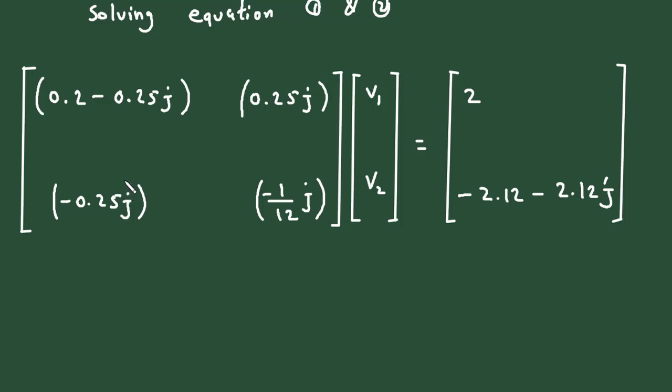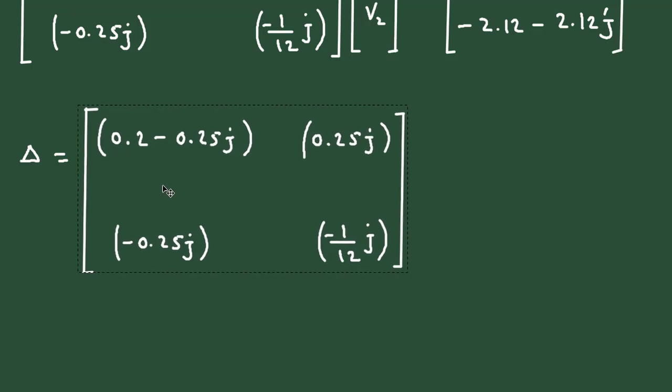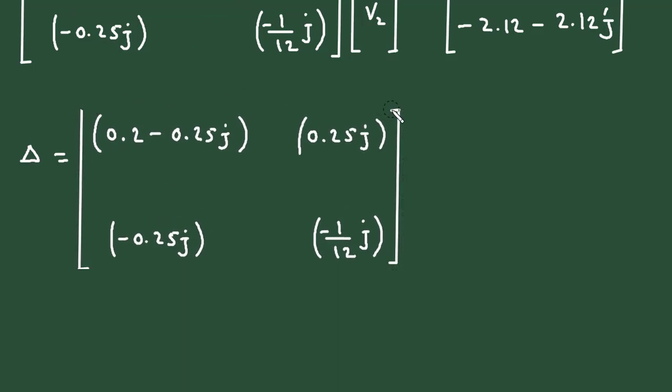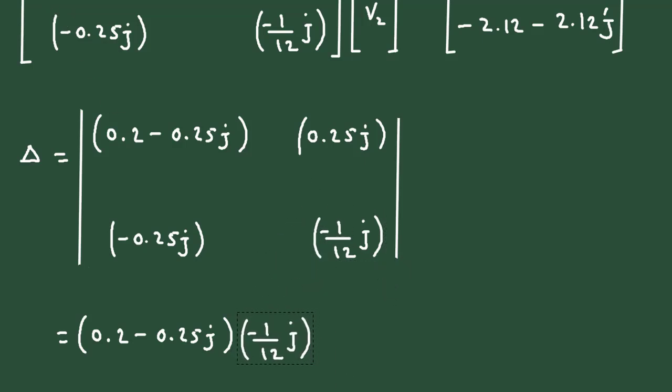Now let's find the value of delta 1 and delta 2. So first of all let's find the value of delta. So delta is equal to, for finding delta we have to take the determinant of this matrix. So it will be this into this term, then minus this into this.